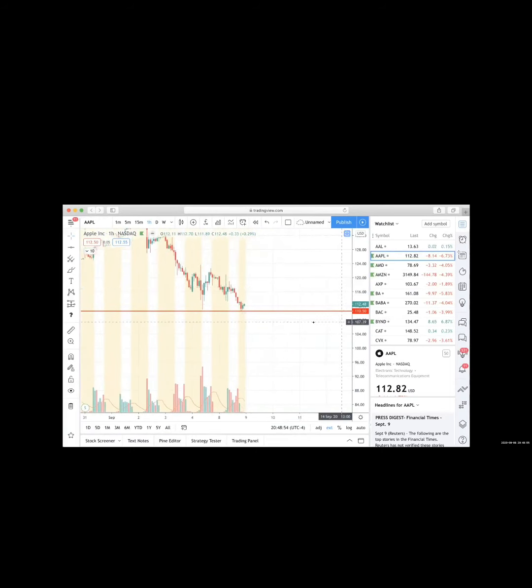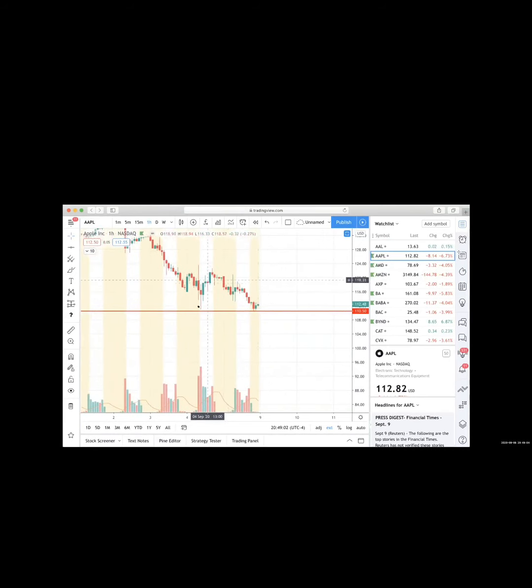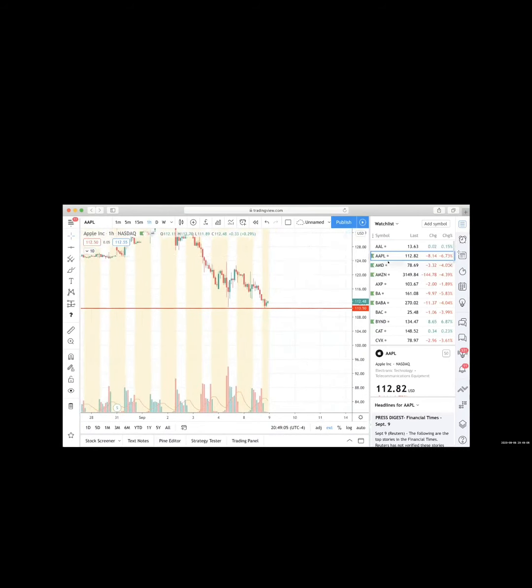So I'm looking at 110.50. It rejected it like crazy, and then also rejected it in after hours. So yeah, 110.50 level for Apple.